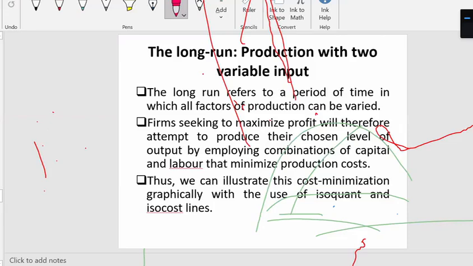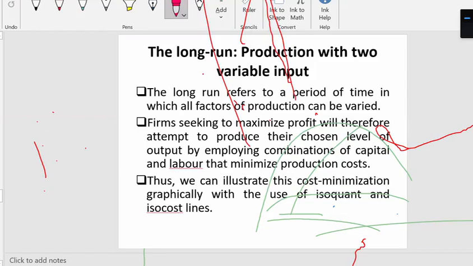What does this mean? They are attempting to produce their chosen level of output by employing a combination of capital and labor that minimizes production costs, or they aim to maximize output. Or you are producing higher output at a very low cost. So you can see this kind of illustration.